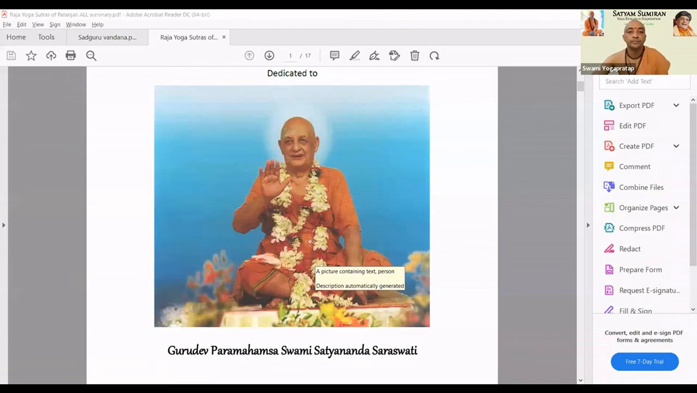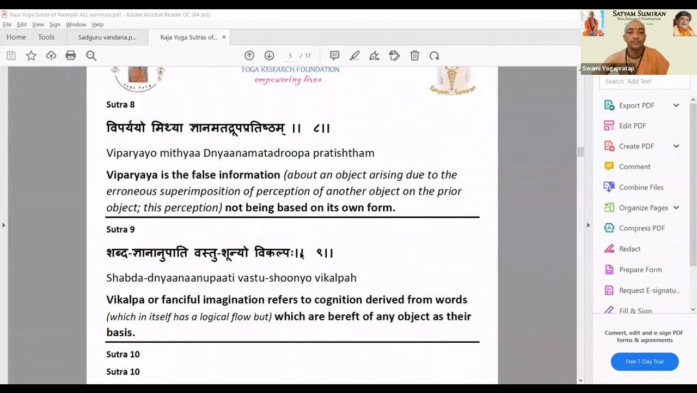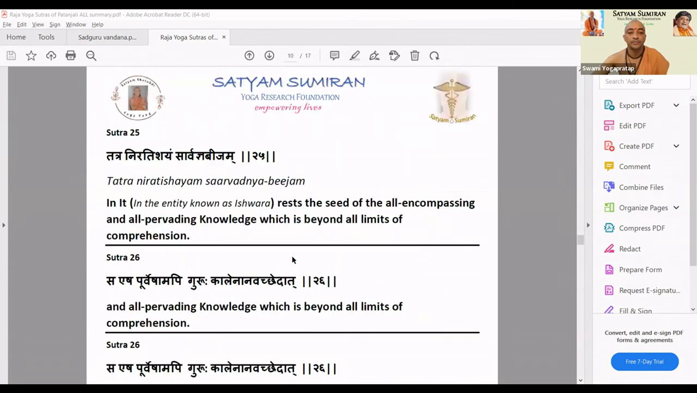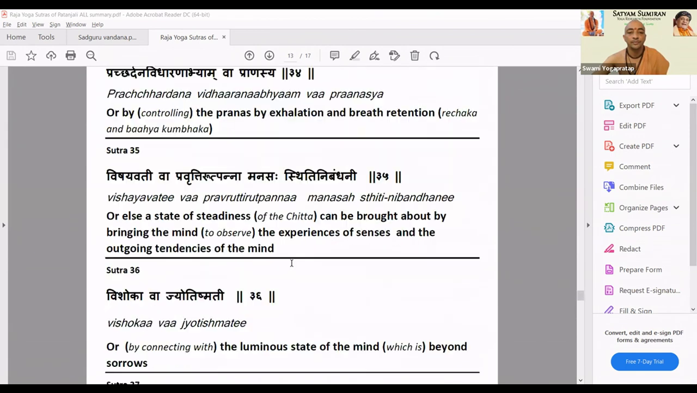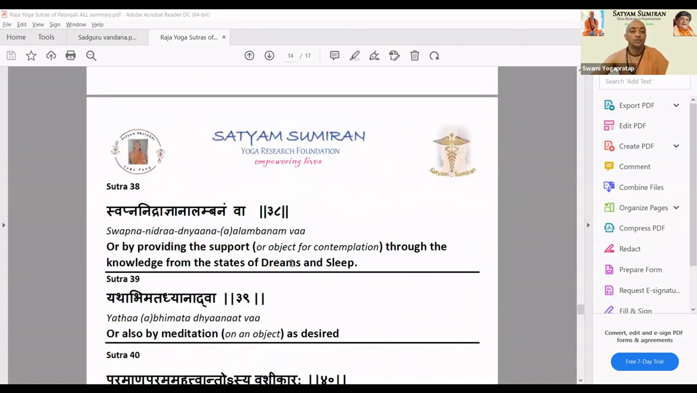Sutra 37 and 38, Swapna Nidra Jnana. This I am not clear. Can you explain that? 37 and 38. Okay. 38 and 39. I'll bring it up. 38. Swapna Nidra Jnana Alambanam Va.